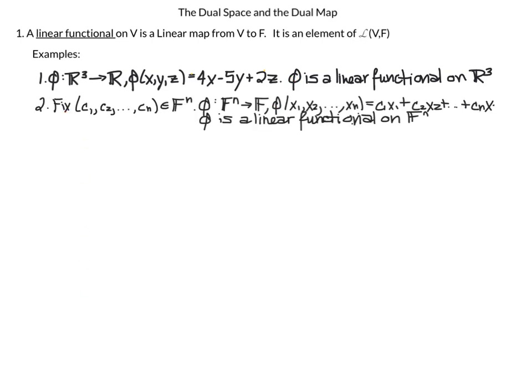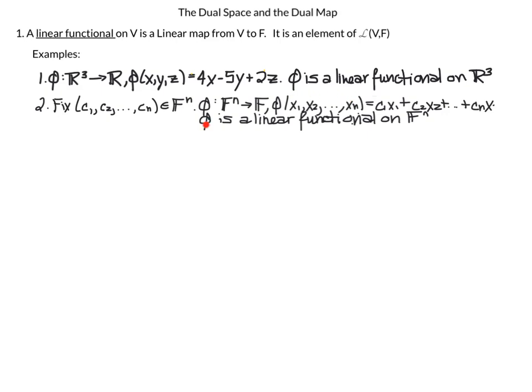Our next example starts with a set of fixed constants c1, c2, up to cn. In other words, it's a vector in F^n. Now our first linear function will map from F^n to F, and we're going to define it by taking our vector from F^n, which is x1, x2, up to xn, and mapping it to the scalar c1x1 plus c2x2 plus up to cnxn. So in other words, we make a linear combination using our scalars and our coordinates.